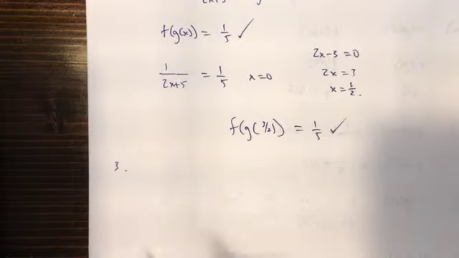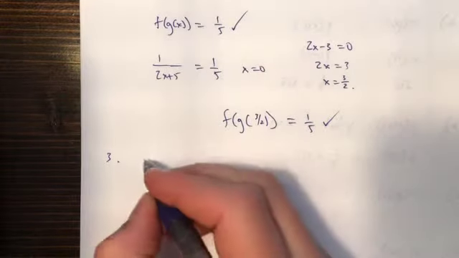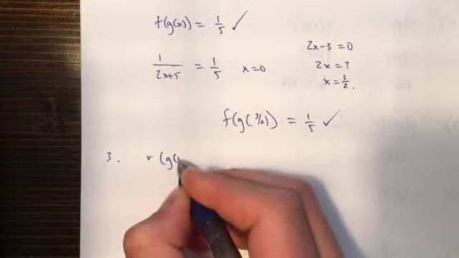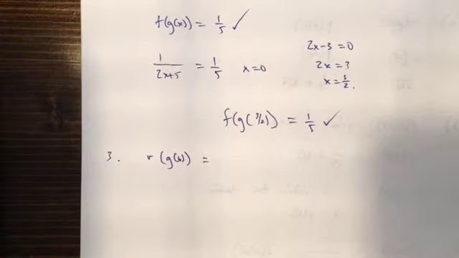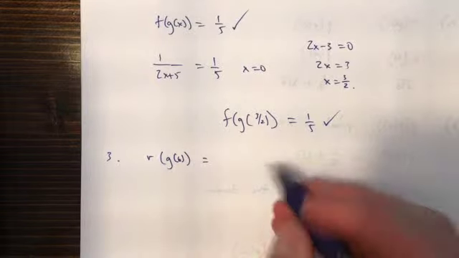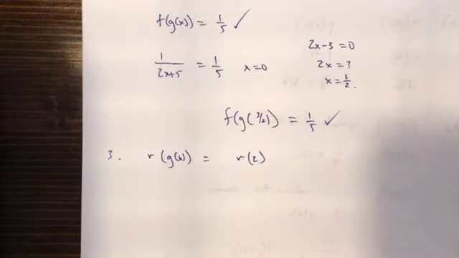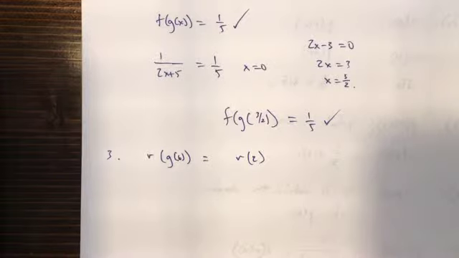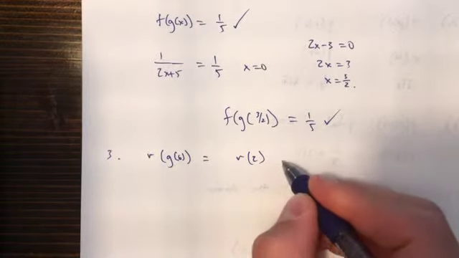For number 3, there are a bunch of graphs, so you need to look at the graph. But the first thing it asks us to find is r of g of 6. So I need to find g of 6 first. So the green function at an x value of 6. So if I go to 6 on the x-axis and then up, I get 2. So this is r of 2, and r at 2 is about 8.4.